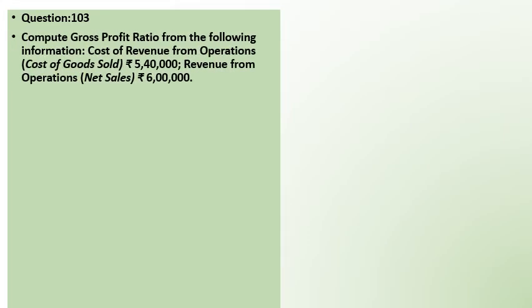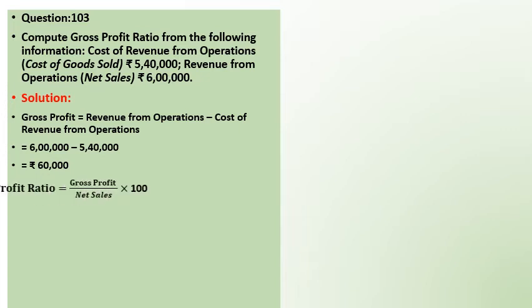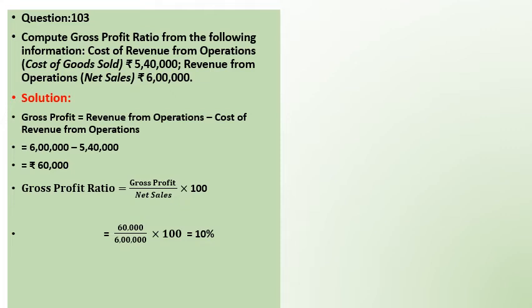Next one is compute gross profit ratio from the following information: revenue from operation is 6 lakhs, and cost of revenue from operation, that is cost of goods sold, is 5,40,000. Gross profit is equal to revenue from operation minus cost of goods sold, which is 6 lakhs minus 5,40,000, that is 60,000. Now gross profit ratio is very simple: gross profit by net sale into 100, 60,000 by 6 lakhs into 100, which is 10%, that is your gross profit ratio.